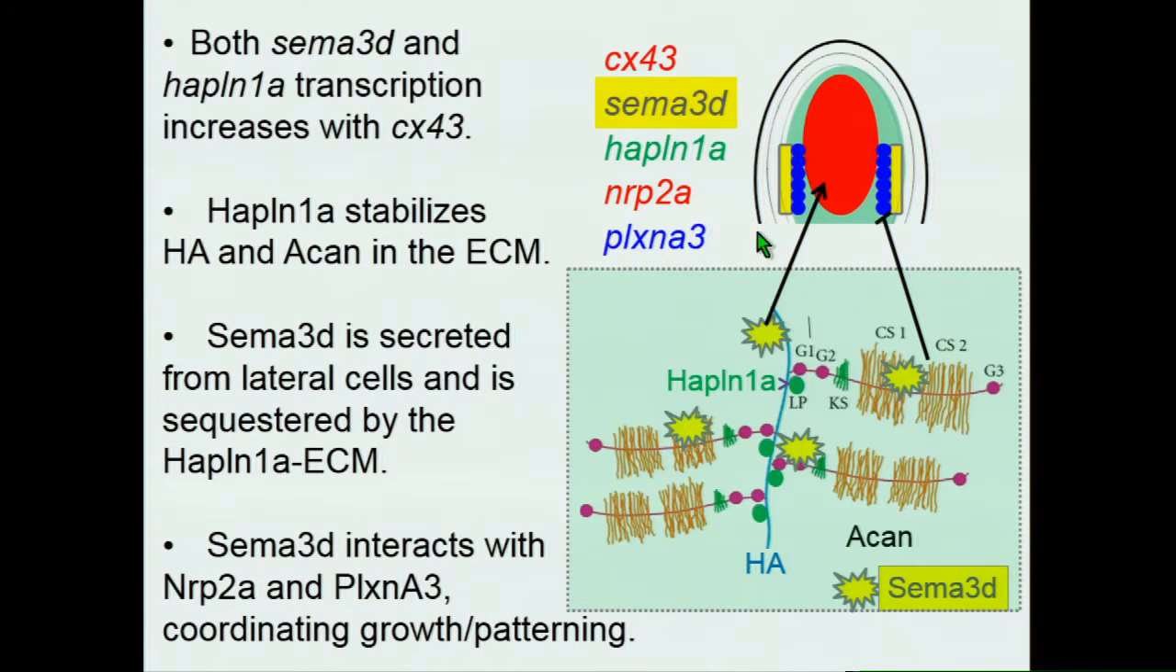Stabilized Sema3d then has the opportunity to interact with its neuropilin receptor expressed medially and its plexin A3 receptor expressed laterally in order to coordinate fin outgrowth with skeletal patterning. So we believe that both Sema3d and Hapln1a are functioning to coordinate the process of outgrowth and patterning. Sema3d by interacting with distinct cell surface receptors located in 2 different populations of cells, and Hapln1a by providing a common extracellular matrix that connects these 2 different populations of cells.